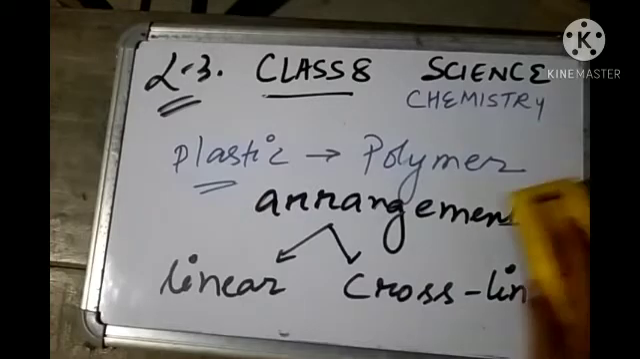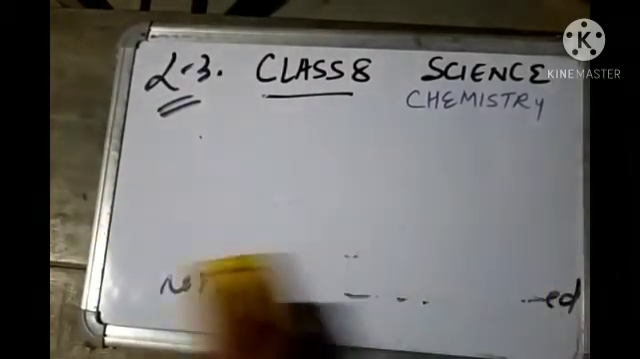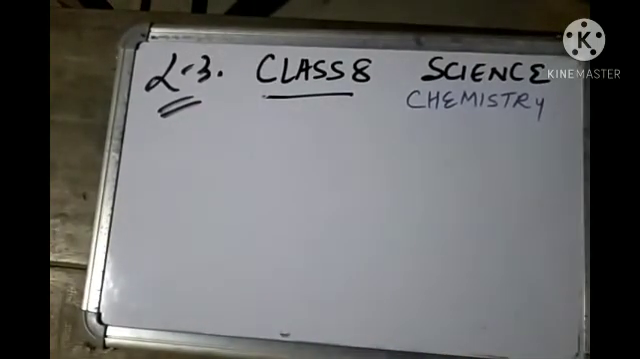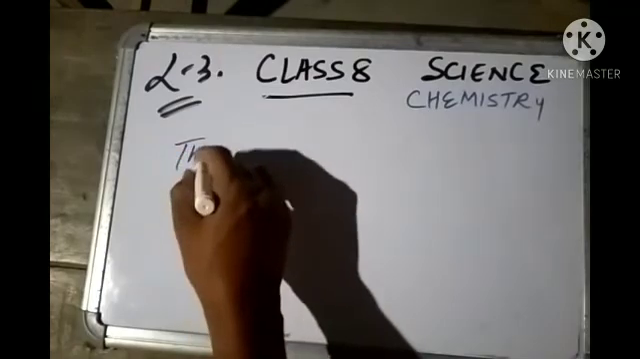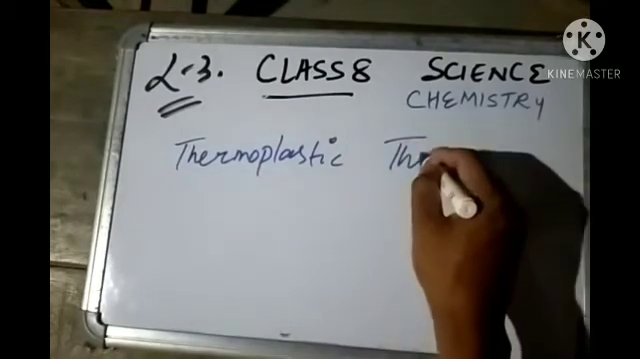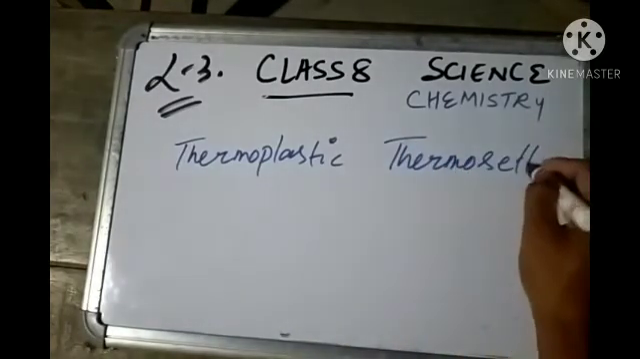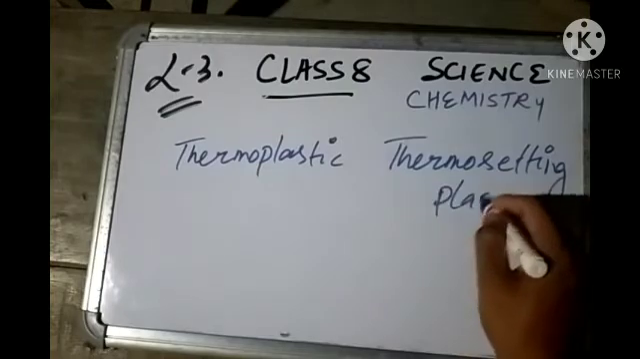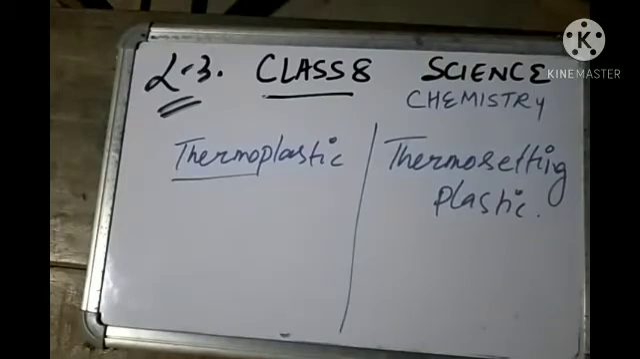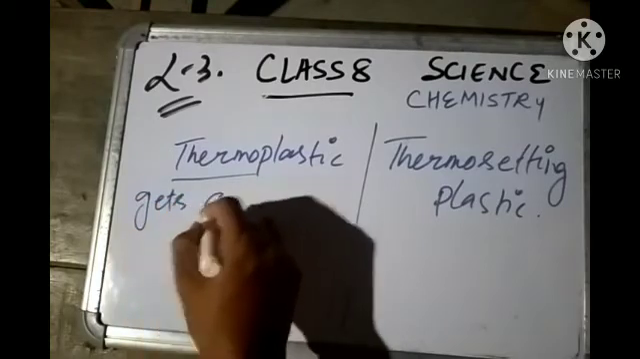And two types of plastic were also discussed in the previous lecture. One is thermoplastic, and the other one is thermosetting plastic. What is the difference between the two? When we discuss thermoplastics, they get deformed easily on heating and can be bent easily.